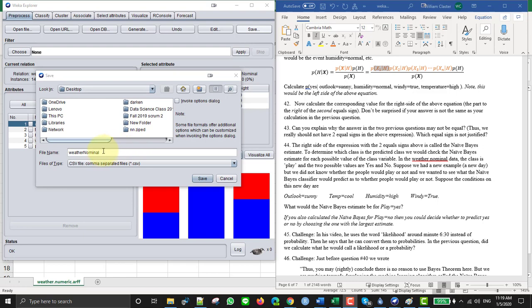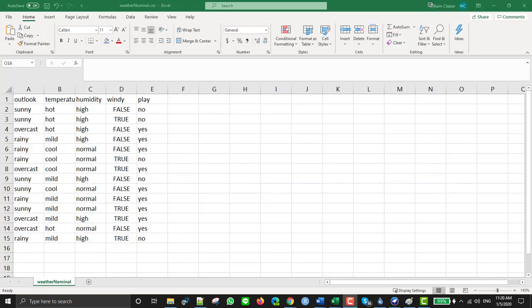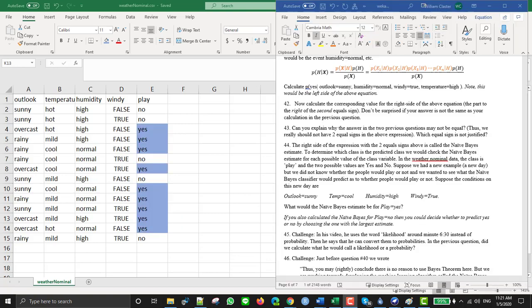I've opened up weather nominal. I'm going to save it on the desktop and then open it in Excel, and I'll try to use some of the same coloring scheme. We're talking about outlook is sunny, temperature is cool, humidity is high, and windy is true. So we need to figure out each one of those. The class that we're testing is play equals yes. Given that play is yes, what is the probability of x1, our first one? What is the probability that outlook is sunny?